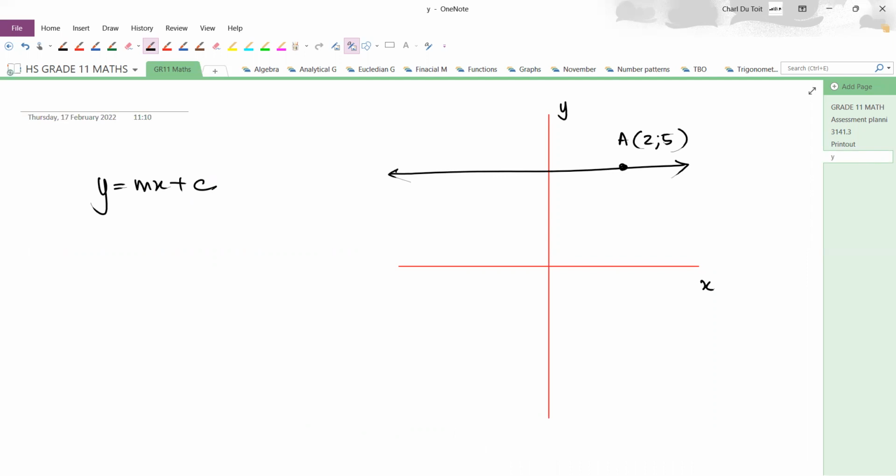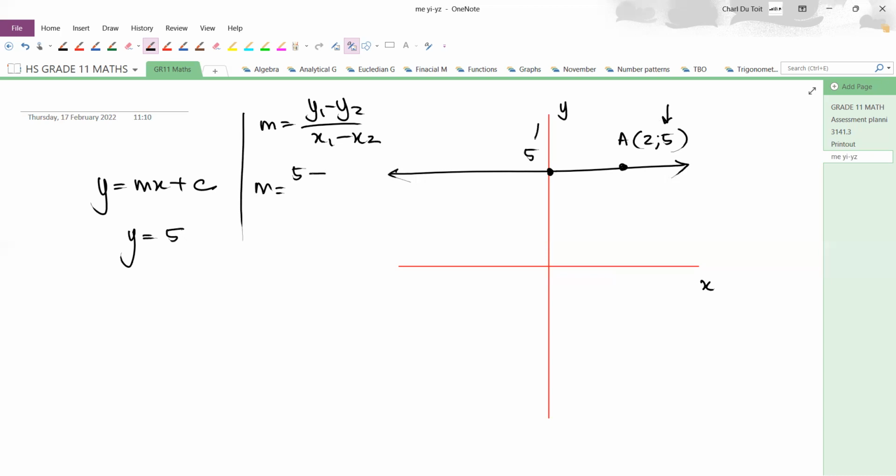But there is no gradient. You can figure out the gradient if you want to. The y-intercept here is 5. But if the line's parallel to the x-axis, there isn't any gradient. So the equation will just be y equals 5. You can actually physically go and work out the gradient if you want to. The gradient is the y1 minus y2 over x1 minus x2 value. And the one y value there is 5 minus the y value there is 5, which is 0. And then I have 2 minus 0. That's just 0. So there is no gradient.